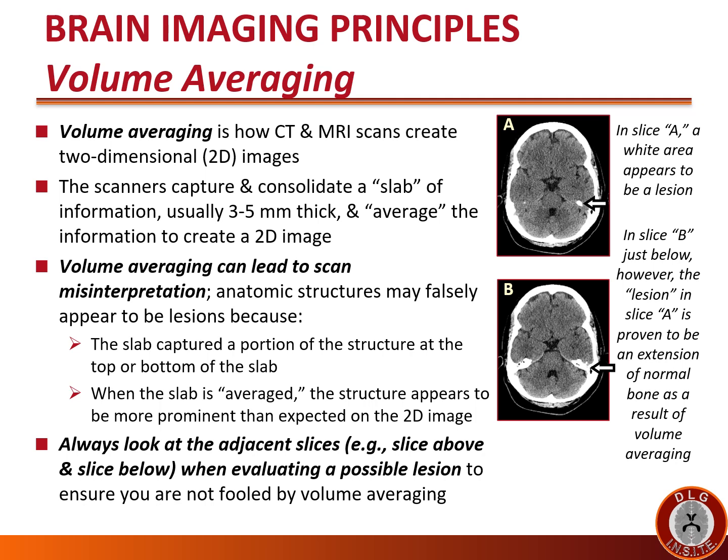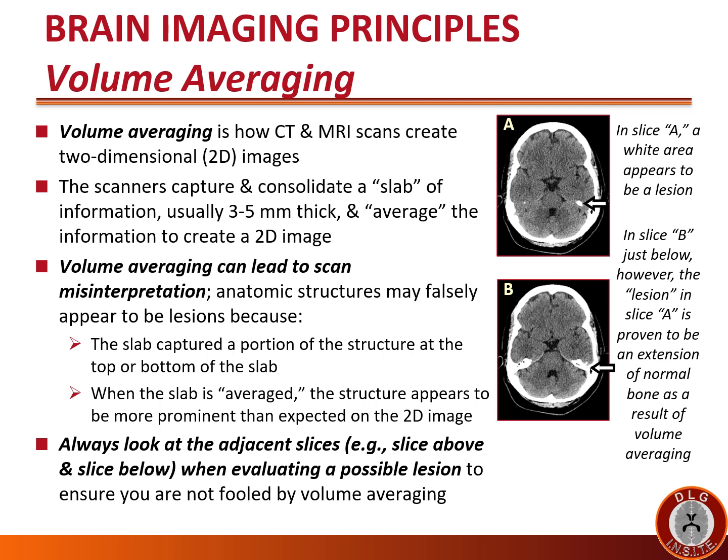Volume averaging is an important artifact to understand when interpreting CT and MRI scans of the brain. It is how CT and MRI scans create two-dimensional images. The scanners capture and consolidate a slab of information, usually 3 to 5 millimeters thick, and average the information to create a 2D image. Volume averaging can lead to scan misinterpretation.